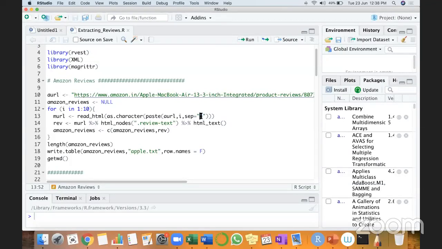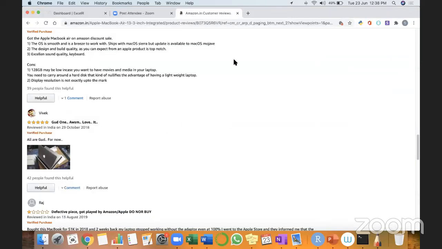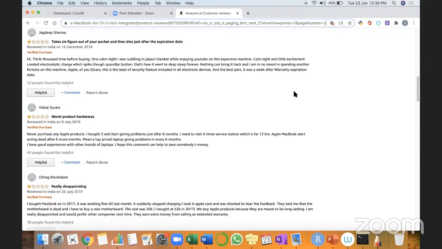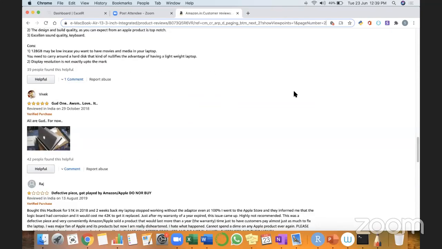What does it mean? This means this URL does not change even if you change the page, only this i value changes. Let me show you that. You see, we are on the second page, page number 2. Now if I go to the next page, only this changes, the entire URL does not change. Let me go to the third page here.